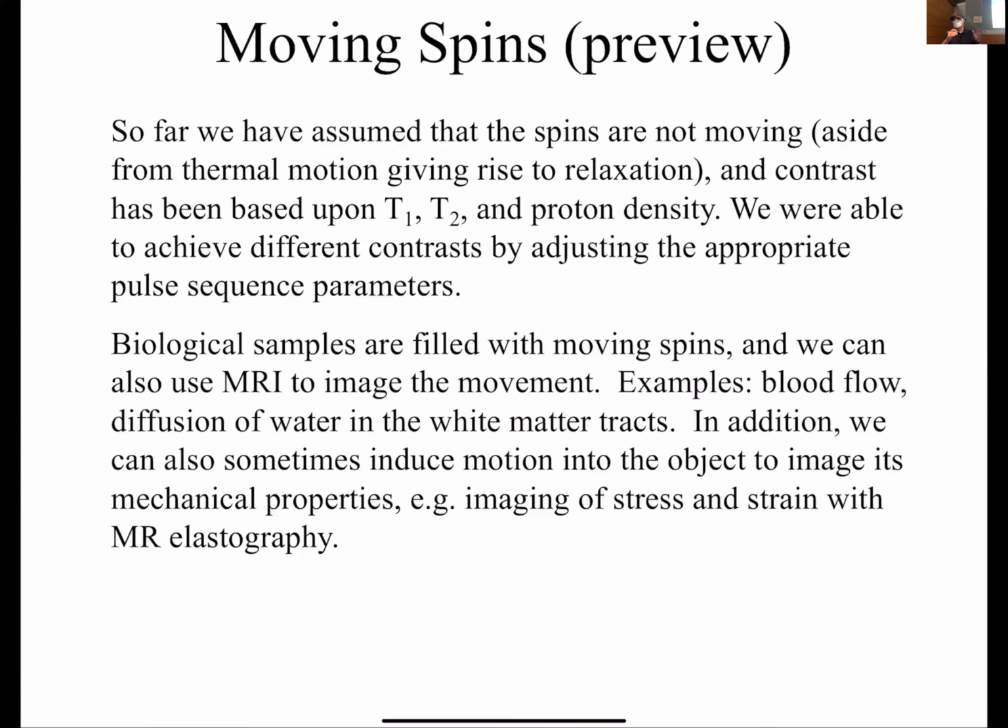So what we're going to do is switch gears a little bit. So far we've assumed that the spins are just where they are, right? And we're going to make an image of the object. Now, what makes biology interesting is that things are moving around. You have blood flowing, you have water diffusing. So when things are alive, there's a lot of motion. And so what we want to do is start asking, what can MRI do to tell us what's going on with those moving spins?